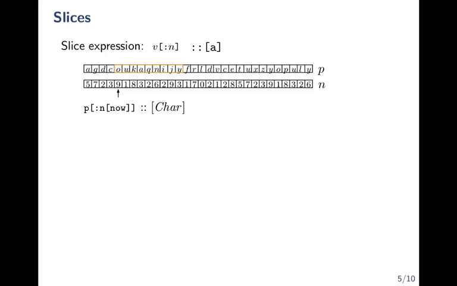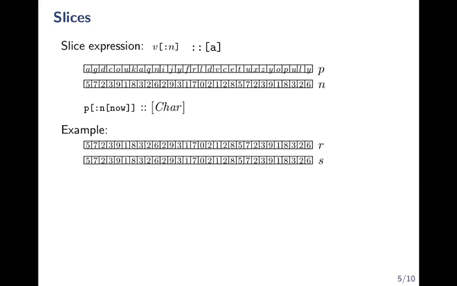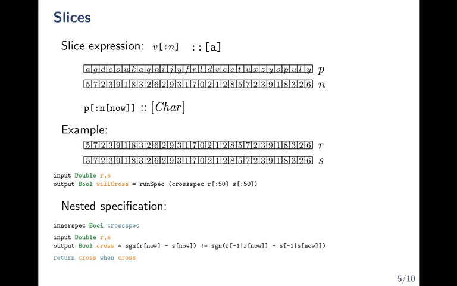Suppose we want to write a specification that checks if within the next 50 instants the input streams R and S will cross. We can define an output stream willCross that runs a nested monitor crossSpec with two slices that contain the next 50 values of R and S respectively. The nested specification crossSpec simply takes the input streams R and S and calculates if the order of R and S is preserved at every instant. As soon as the values of the signals cross over, the monitor returns true, and if the signals maintain their order throughout the whole trace, then the nested specification returns false.